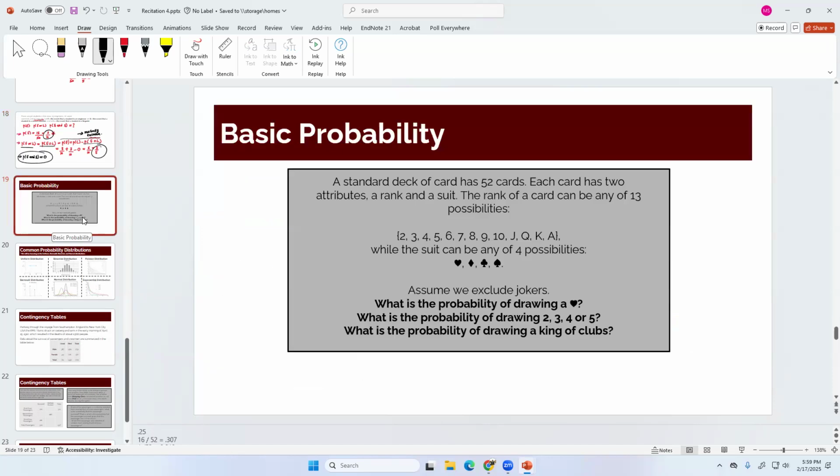Another question involving a deck of cards. A standard deck of cards has 52 cards in it. Each card has two attributes: it has a rank and it has a suit. The rank can be out of these 13 possibilities, right? 2, 3, 4, 5, 6, 7, queen, jack, king, ace. While the color or the suit can be 4. Once you know this basic information about cards, you can solve these sorts of probability questions.